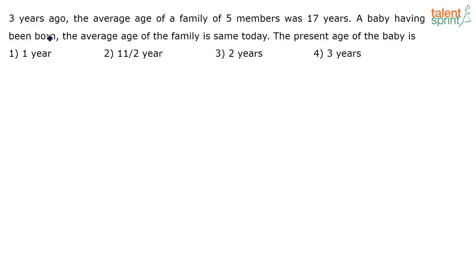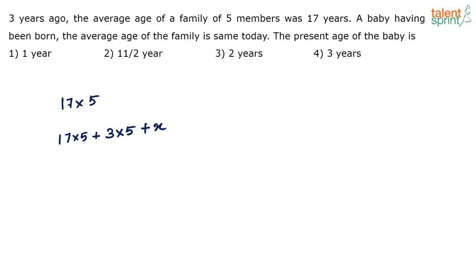See what is given? 3 years ago, the average age of a family of 5 members was 17 years. So, what was the total age of the family members 3 years ago? For the 5 members, it was nothing but 17 into 5, because there are 5 members. So, what will be their current ages? Their current ages have to be 17 into 5 plus each person's age will increase by 3, correct, because 3 years have passed. So, the sum of their ages of these 5 members has to be 17 into 5 plus 3 into 5. 3 years have passed. Now, there is a child also now, okay, let his age be x.